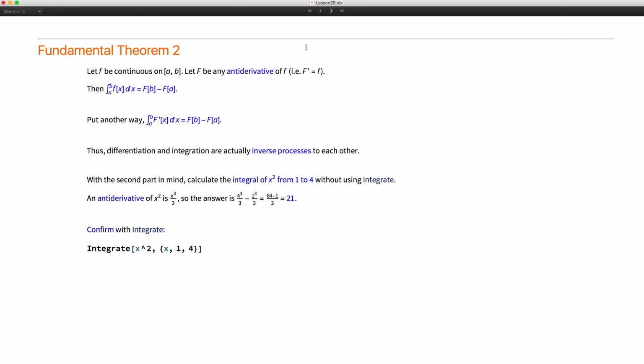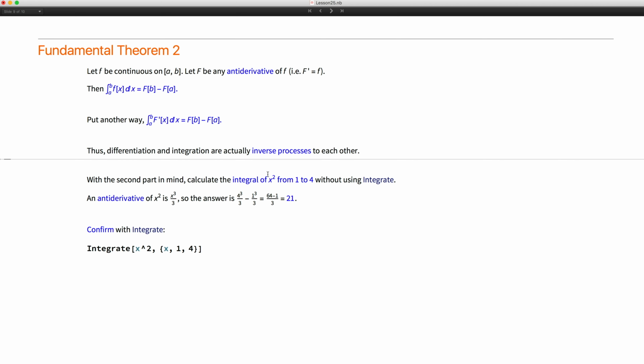Okay, so now there is another more useful version of the fundamental theorem, and that's version 2, which says that suppose you have a function f and you find an antiderivative of that function by some means, then the value of the integral from a to b of this function f is the antiderivative at b minus the antiderivative at a. In other words, the integral can be found quite easily by simply working out the difference between the values at the upper and the lower limits. So that says that differentiation and integration are actually inverse processes of each other. And that's quite a remarkable fact.